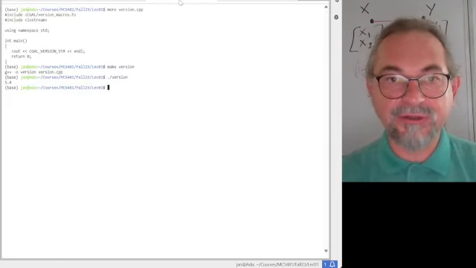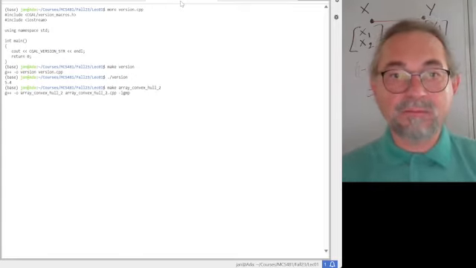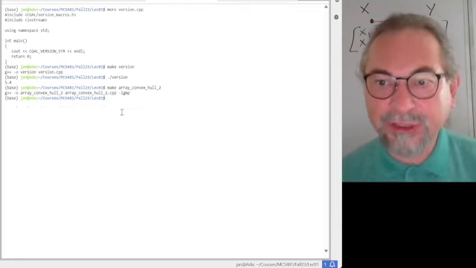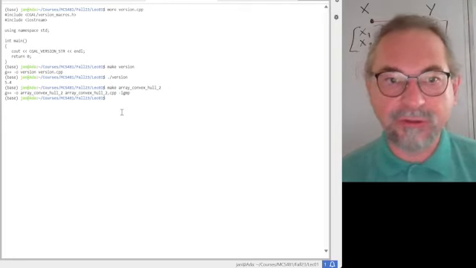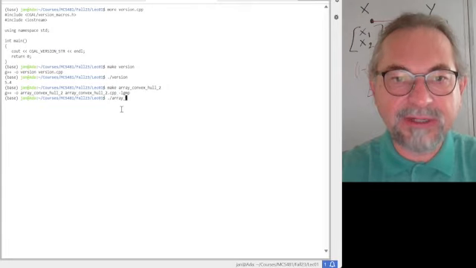Let me show how this gets compiled. It is array convex hull 2, and one must link with GMP. GMP is the arbitrary multi-precision integer arithmetic. Let me run this as well.